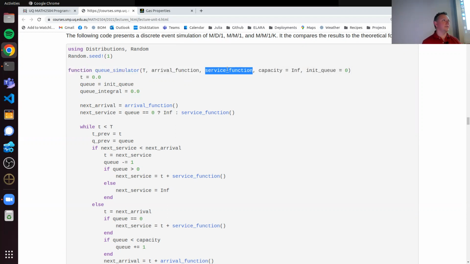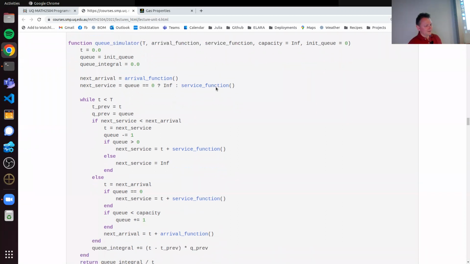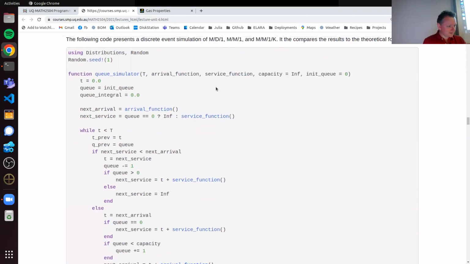In the case of MD1, that's a deterministic function. It returns a constant. And in the case of MM1, that's going to be another exponential distribution, a rand of exponential of some number, right? So this is an interesting way, and we'll see this. The way you make something more generic quite often is to have a function which you pass functions to. It's a bit meta, right? So the queue simulator is a function, but some of its inputs are functions. Okay. So let's have a look at how this works.